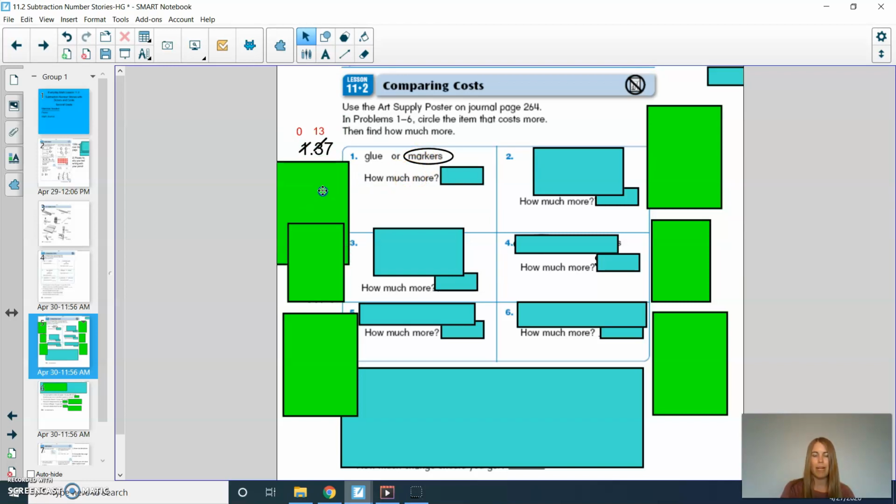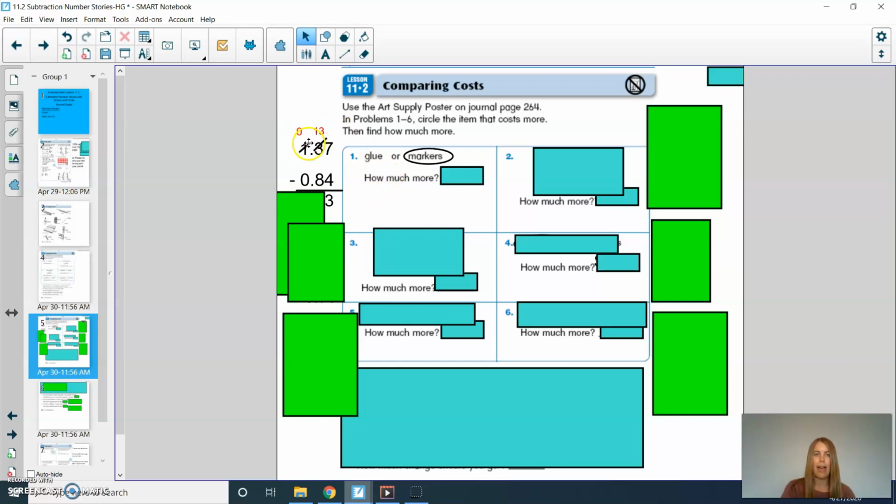Notice how I'm going to write my two prices. I know $1.37 minus 84 cents is the problem that I need to solve. Well, 7 minus 4 is going to equal 3. Now notice how I can't do 3 minus 8, so I need to borrow. I need to do some regrouping.